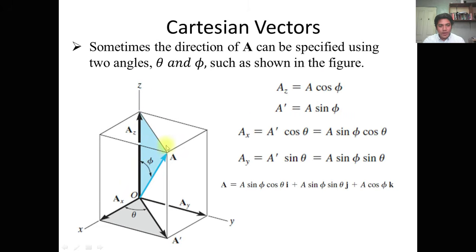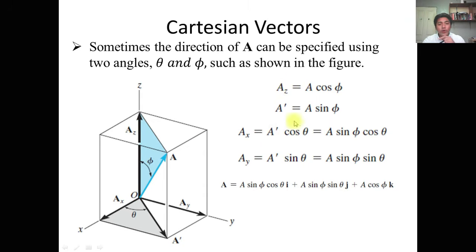Let's label this as a prime. If you're going to get a sub z, simply use cosine of phi. Remember that this is the right triangle, so this is the hypotenuse. Cosine phi is adjacent, a sub z, over the hypotenuse, which is a. Cosine phi is a sub z over a, such that if we rearrange that, this would be our equation where we can get the a sub z.